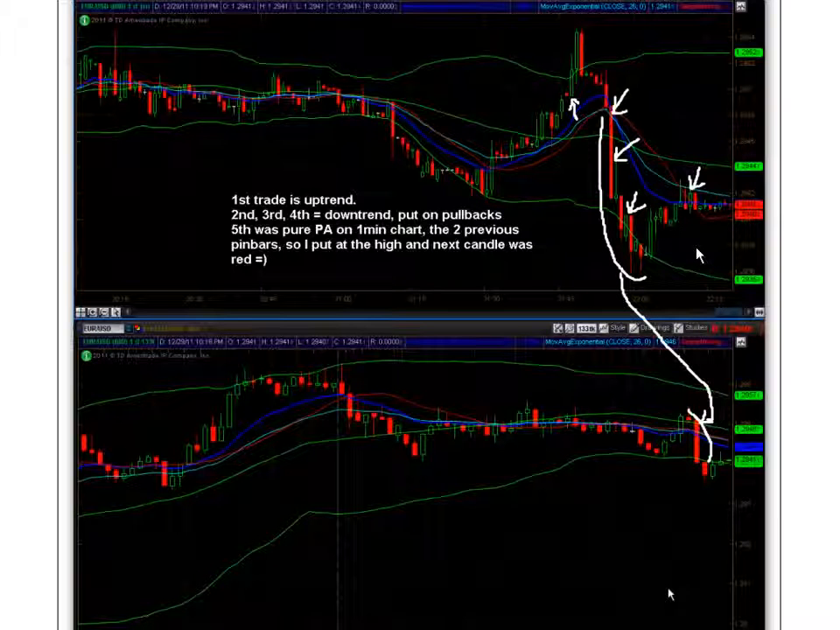That's it. These are the trades that I've made on TradeRush the past week or so.